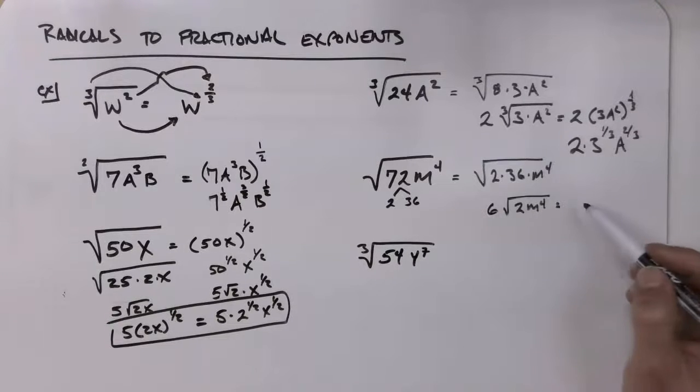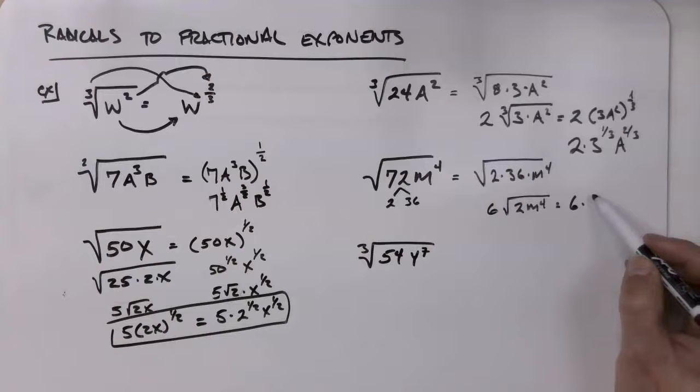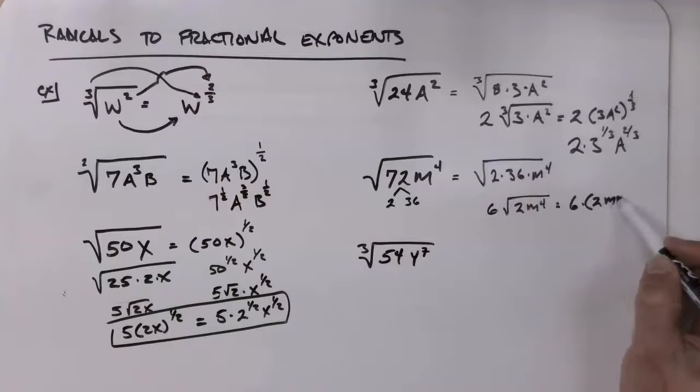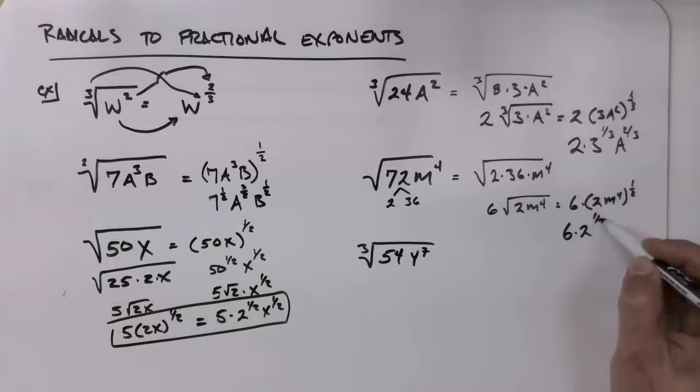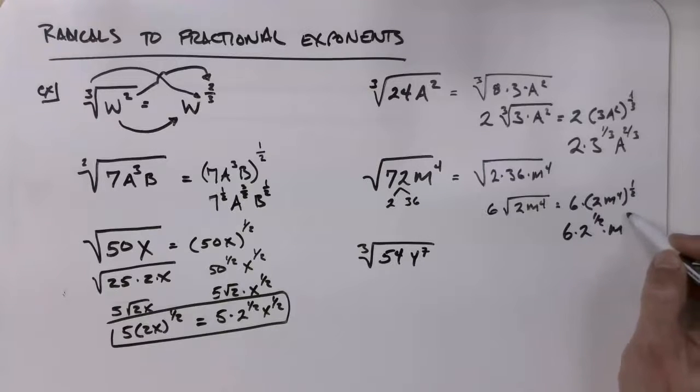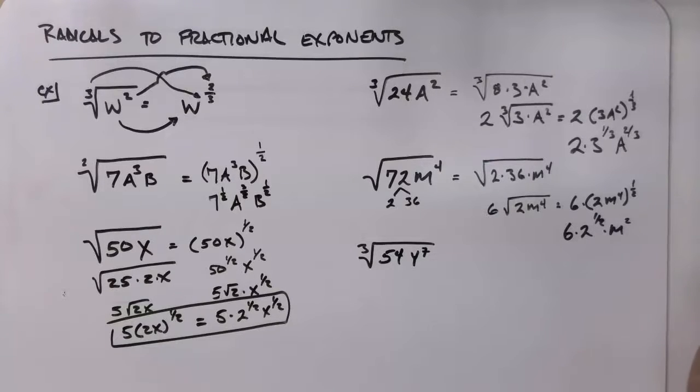Now it's time for the fractional exponent work. This will be 6 times 2m to the 4th to the 1/2. 6 times 2 to the 1/2 times m to the 4/2. Then you go, wait a second, should I reduce that to 2? And yep, you should. And you can say, oh, I guess that's going to be m squared. Okay.